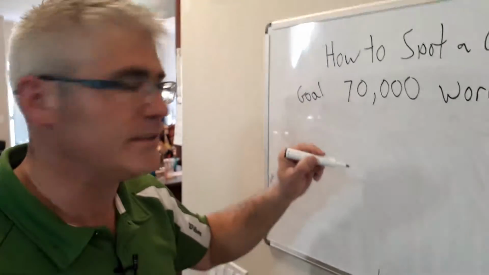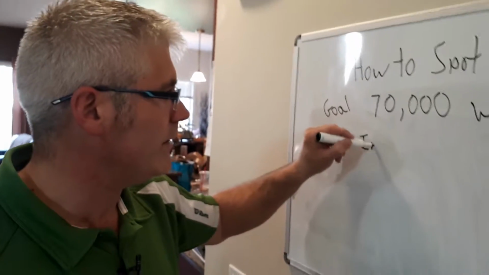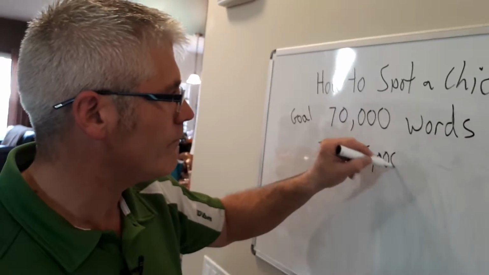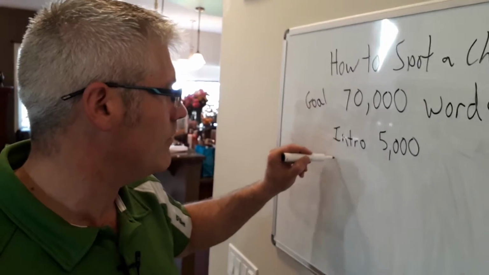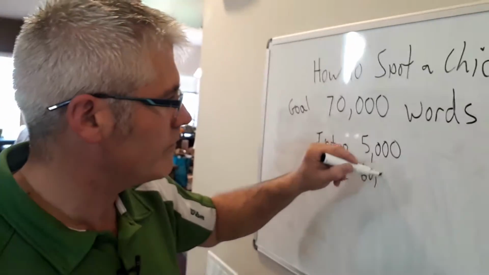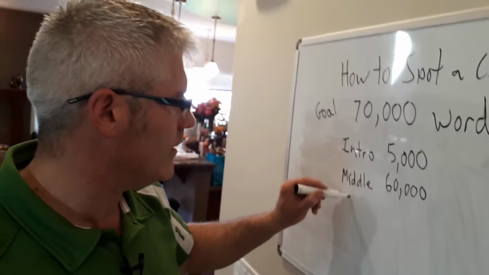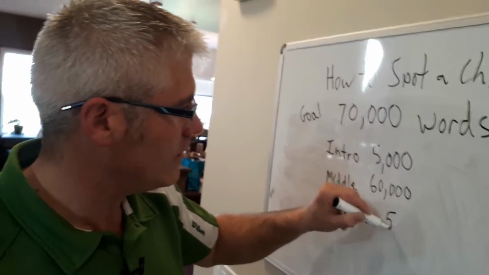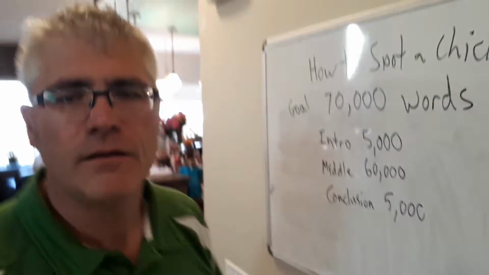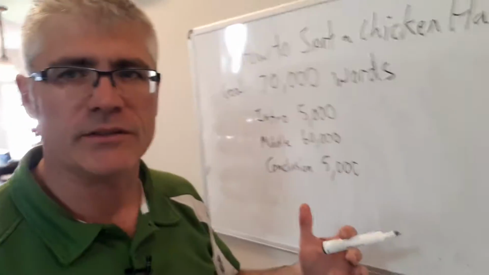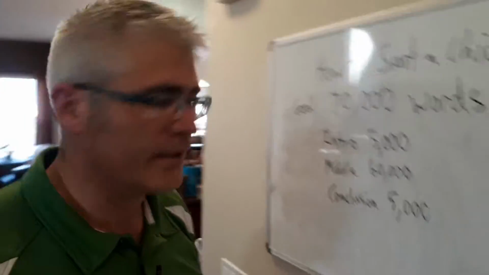So then the next thing I needed to do is break it down into something realistic. So my intro is 5,000 words. My middle is going to be 60,000. And then my conclusion is going to be 5,000 words. So that way it looks manageable. It's not overbearing. It's not overwhelming.